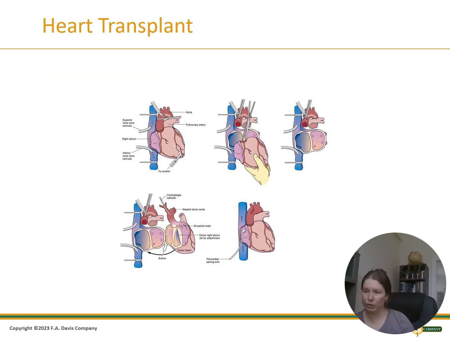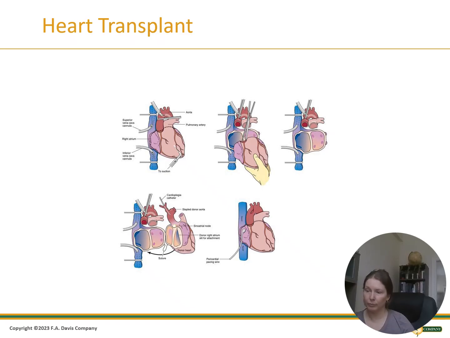Alrighty, this is showing us different steps in the heart transplant surgery. You don't need to know much about this. Our first step is when the patient is placed on cardiopulmonary bypass. You see the large vessels connected to tubes that lead to a heart-lung machine. Then in step 2, we remove the diseased heart.